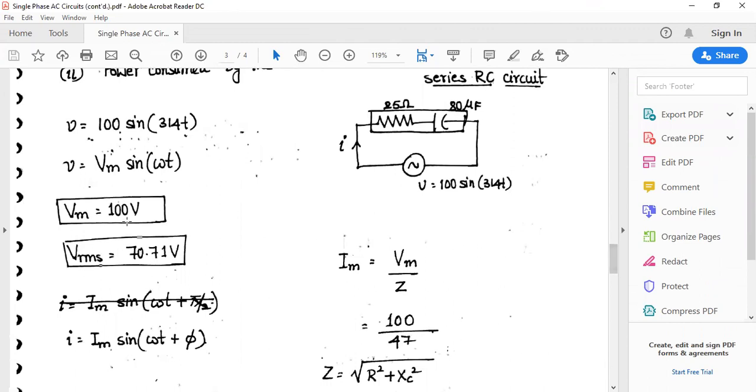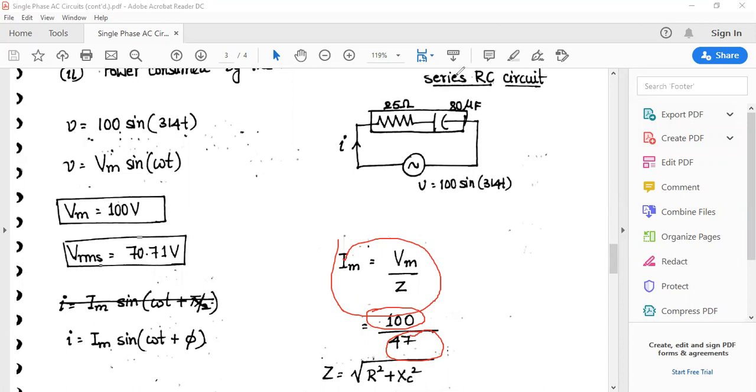So Vrms is Vm divided by root 2. Im can be calculated by Vm by Z. So Vm is 100, Z is 47. How I got this 47 is the main thing.